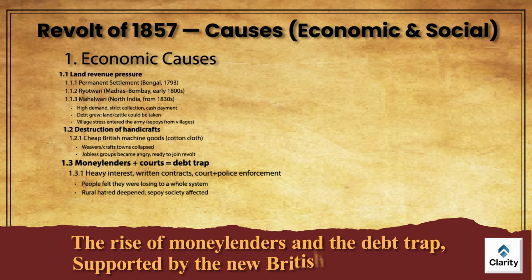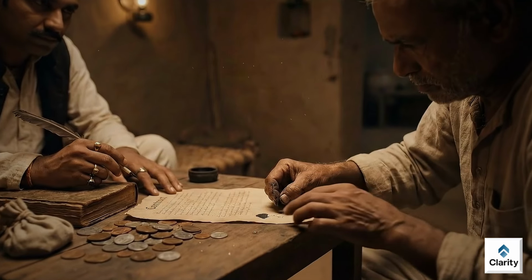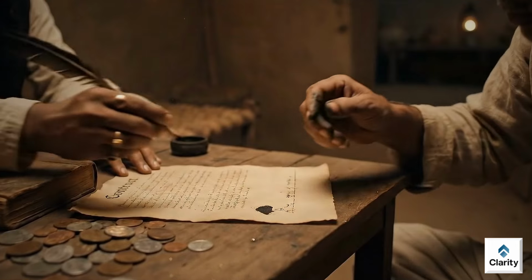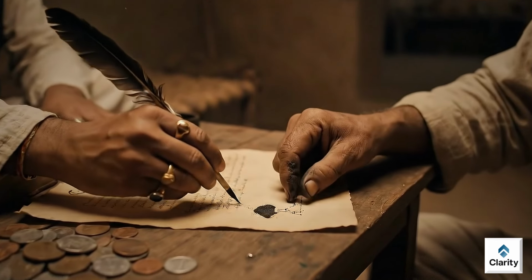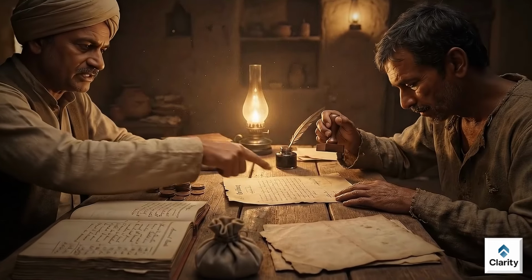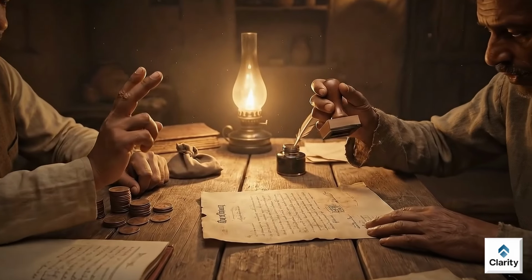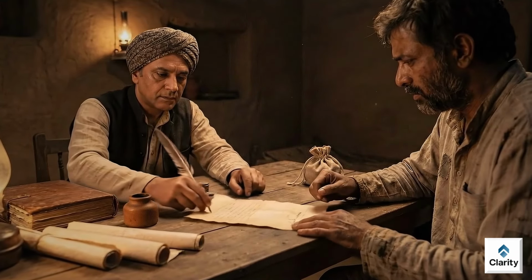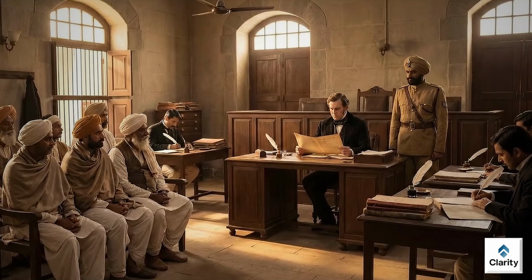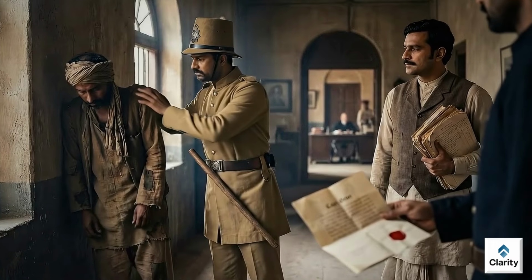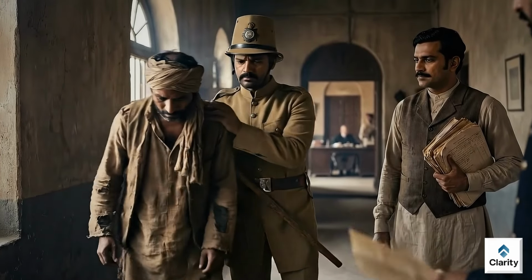The third economic cause was the rise of moneylenders and the debt trap, supported by the new British legal system. Because revenue had to be paid in cash and on time, borrowing became routine. Moneylenders charged heavy interest. Debt became permanent. When people could not repay, cases went to court. The moneylender had written contracts and papers. The peasant did not. Court orders came, police enforced them, land and property were auctioned.